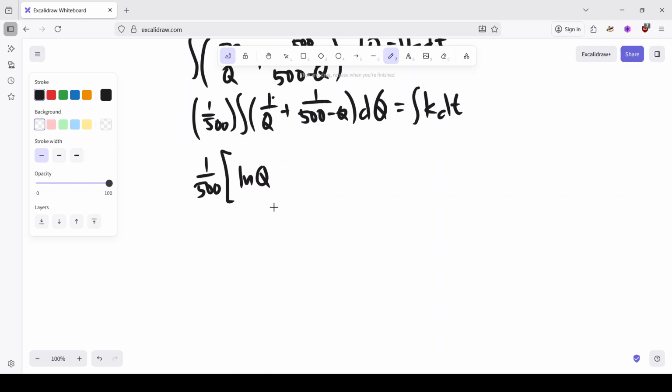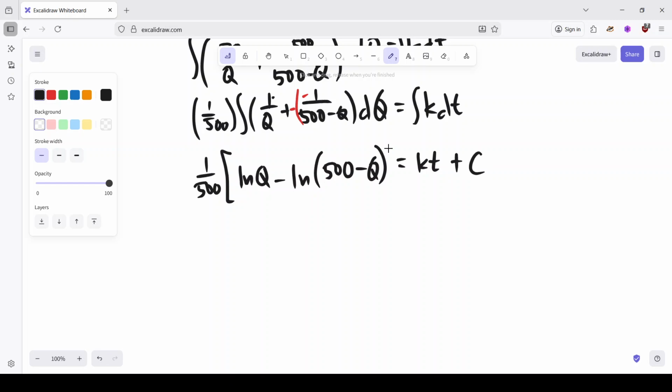Okay? So, lagyan natin ng negative. So, this will be minus, this will be minus. So, ito yung integrate natin. So, this is minus ln of 500 minus q, is equal to kt plus c.